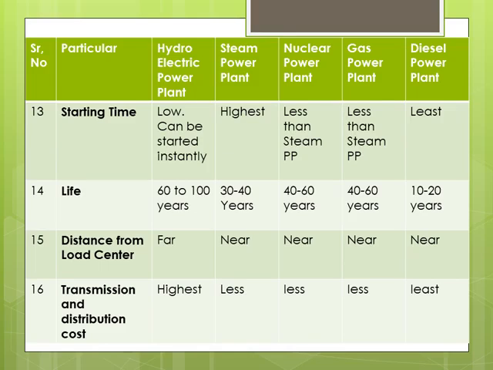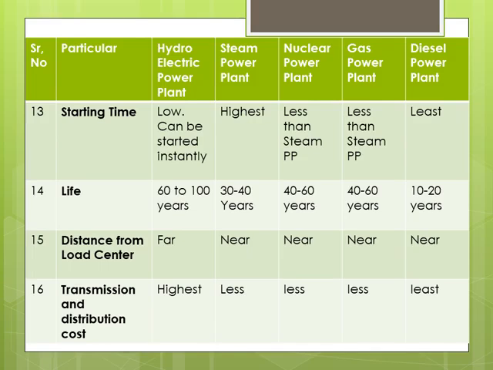For starting time, hydroelectric power plants can be started instantly. For steam power plant, it is the highest. They take a long time to start, from 6 to 8 hours. For nuclear power plant, starting time is less than steam power plant. Same is the case with gas power plants. Diesel power plants can be started instantly. Life: 60 to 100 years for hydroelectric power plants, 30 to 40 years for steam, 40 to 60 for nuclear and gas, and 10 to 20 years for diesel power plants.